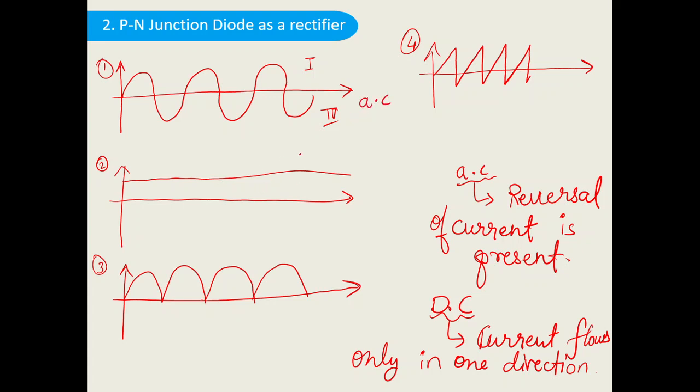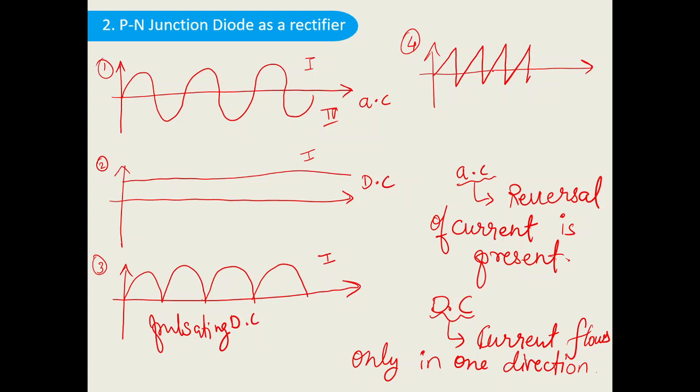While in this case the current is there in the first quadrant only, so I can say this is the direct current. Again in this case the current is fluctuating, but it is there in the first quadrant only, so again it is a direct current. But what type of direct current? Pulsating, so this is called pulsating DC. It is not an AC because the reversal of current is not there.